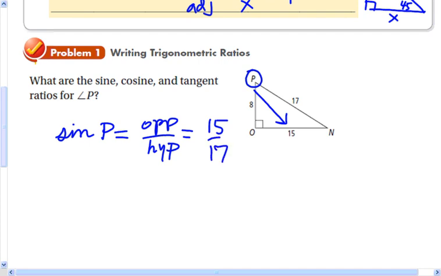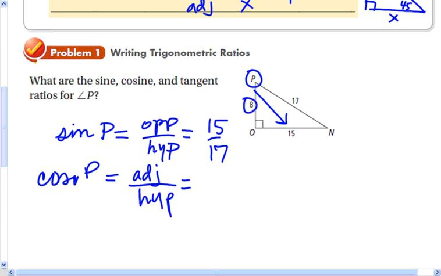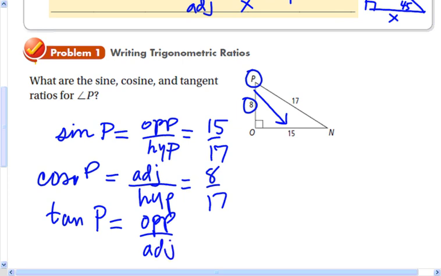All right, then we're going to do the cosine of P, and the cosine is the side adjacent to P divided by the hypotenuse. Adjacent to P is 8, and of course the hypotenuse is 17. And then the last ratio we're going to do is tangent of P, and that's equal to the side opposite divided by the side adjacent. Opposite P is this one, 15. Adjacent to P is this one, 8. So we're going to do 15 over 8. All right? So that's just how you find the ratios.